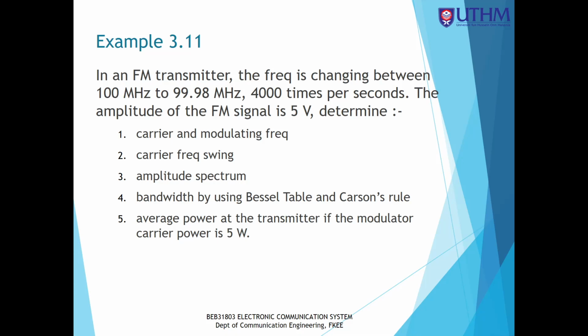Okay, 3.11. In an FM transmitter, the frequency is changing between 100 to 99.99 for about 4,000 times per second. The amplitude of the FM signal is 5 volt. So what is this actually? So the carrier frequency changes between 100 to 99.98 for about 4,000 times per second.